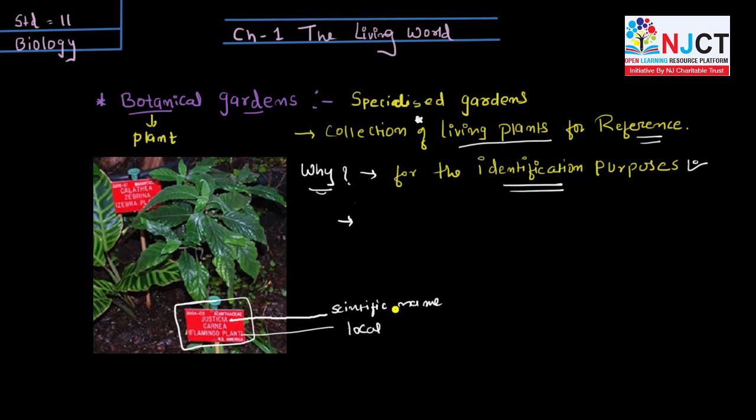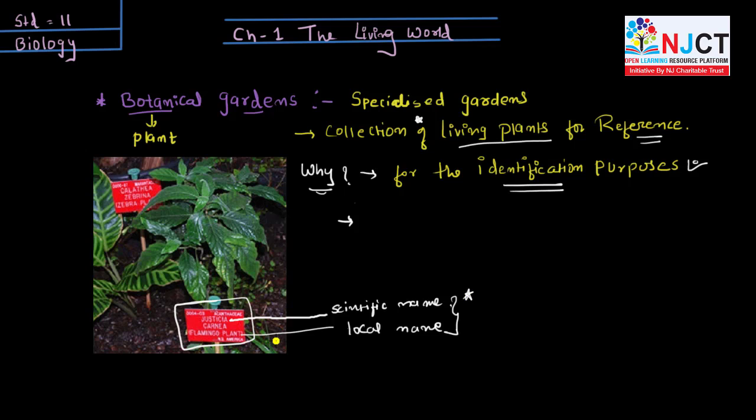For example, there is a touch me not plant. We call it touch me not plant. But the scientific name of that particular plant is going to be different. Now, they are going to write both the names, the local name and the scientific name. See, these two things are very much compulsory in any botanical garden.